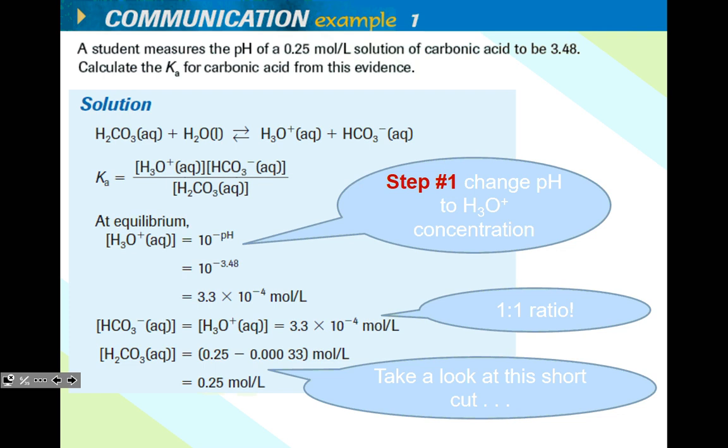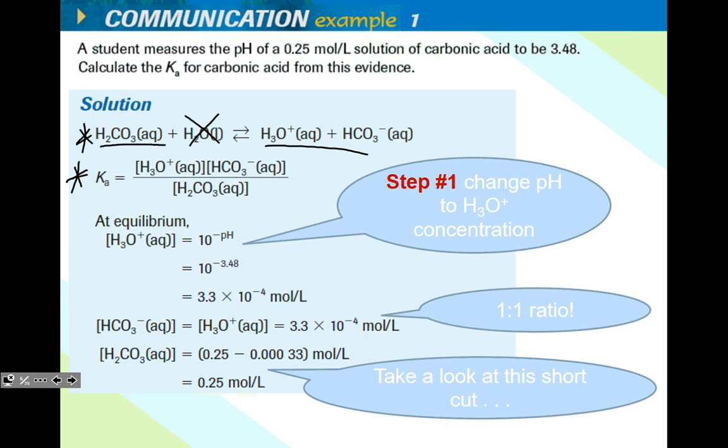So here's another example. A student measures the pH of a 0.25 moles per liter solution of carbonic acid to be 3.48. So very similar, pretty much exactly the same steps. Calculate the Ka for carbonic acid from this evidence. All right, so first thing we're going to do is write our equation. We're going to write our Ka expression, and we're going to plot it with our entities, our products over our reactant, not including water, right?